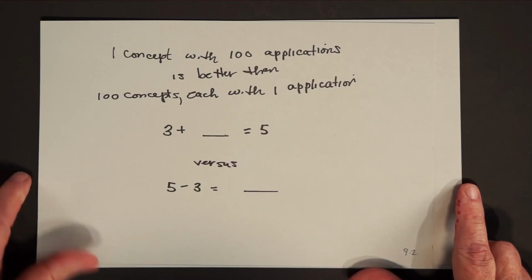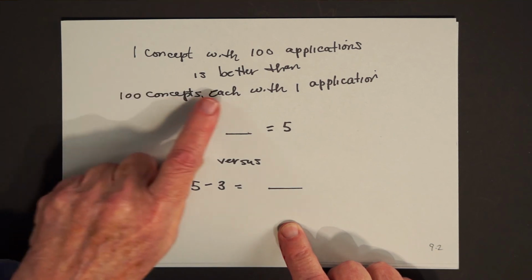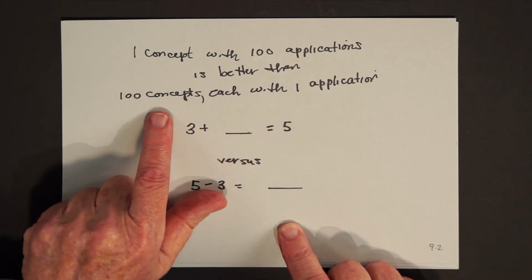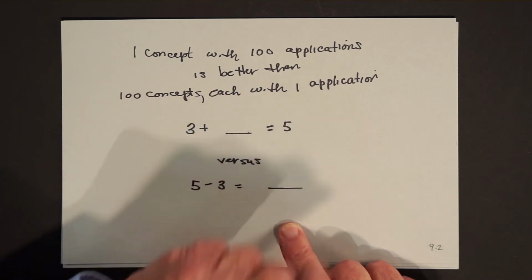In other words, using the adjective-noun theme, we can take any fraction problem and convert it into an equivalent whole number problem. And I'm going to write this down because I think it's important for you to really see it: 100 applications of one concept is much more effective than 100 different concepts, each with one application. One concept with 100 applications is better than 100 concepts, each with one application.